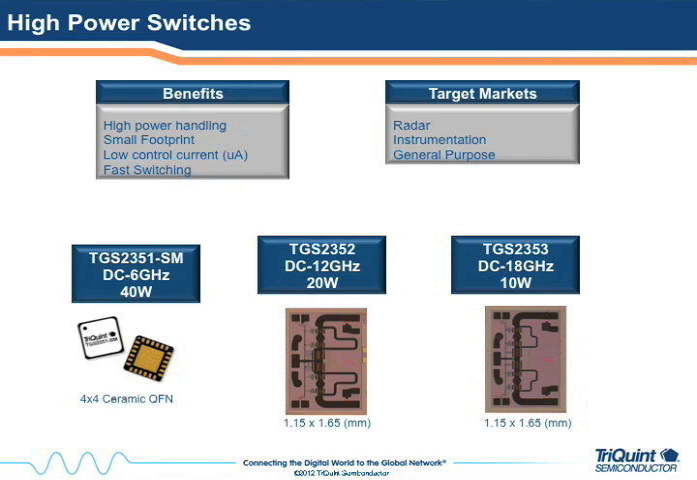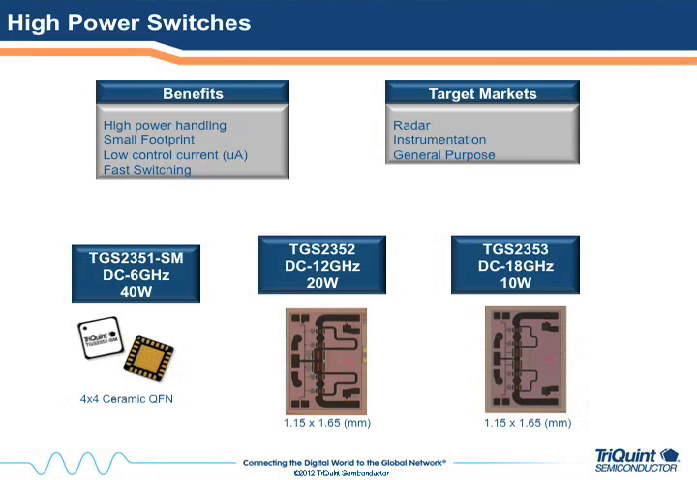High power switches. So away from the amplifiers for a second, what GaN brings to the switch portfolio is power handling levels that gallium arsenide couldn't achieve in the past. So TriQuint is bringing to the table currently 3 switches over different frequencies and associated power levels. So we have a DC to 6 achieving 40 watts power handling, a DC to 12 at 20 watts, and a DC to 18 at 10 watts.